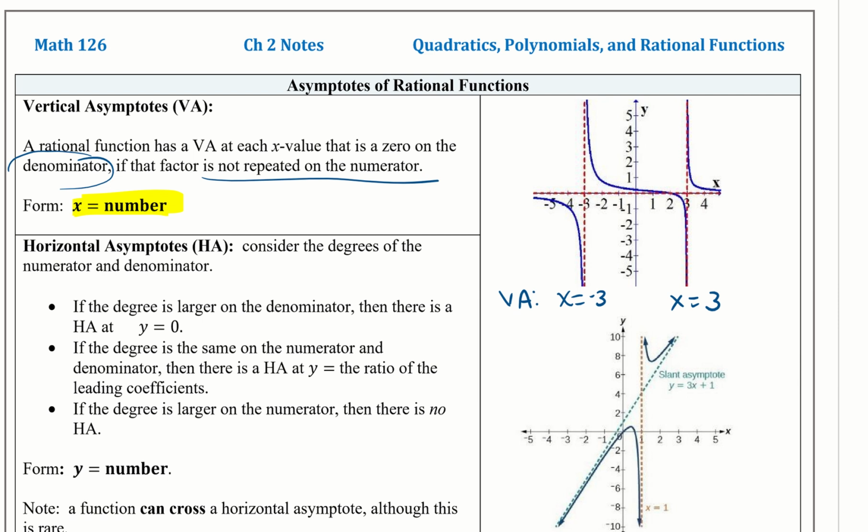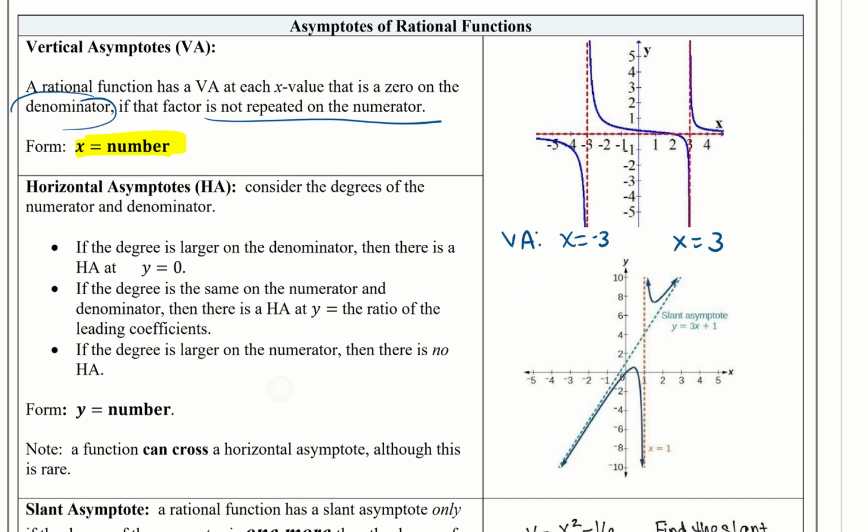Horizontal asymptotes. In order to determine the horizontal asymptote, we would be comparing the degree of the numerator and the denominator. If the degree is larger on the denominator, we're going to get y equals 0. In fact, you can see that on this one. That's kind of where it turns. A misnomer: often people say a horizontal asymptote is a line that a function approaches and cannot cross. Often that's true, but not always. It will never cross it as we approach infinity, but in the middle of the graph, it could cross it. And sometimes it does. Here's an example of where it does.